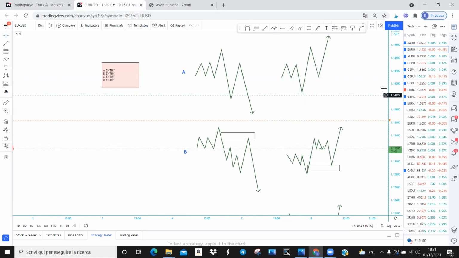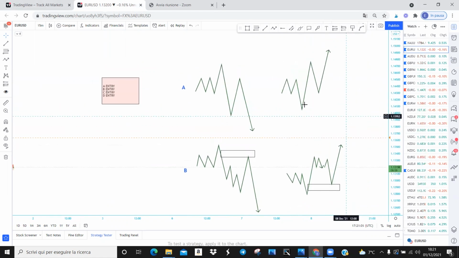So A setup, this is our favorite entry type, where we are, of course, always keeping in mind that we are at a key area. We are at an order block, at a setup that we saw in the previous video. With that being said, this is for the entries on the 5 minutes or 3 minutes or 1 minute.